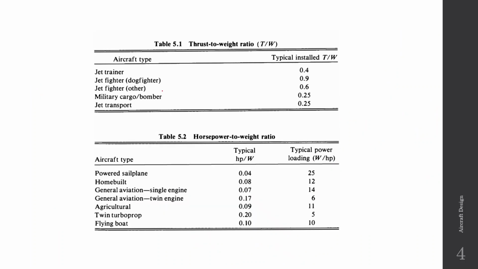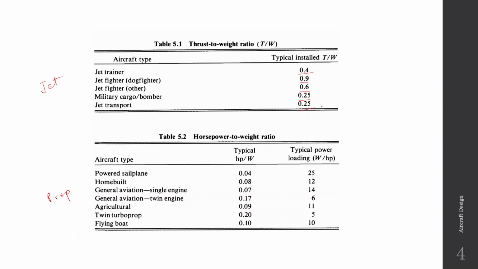Moving on. These are some representative T by W and horsepower to weight ratios for different kinds of aircraft. The upper one is for jet aircraft and the bottom one is for propeller aircraft. For a jet trainer, T by W is 0.4. For a jet fighter, which is a dogfighter, T by W is 0.9. Other kinds of fighter are 0.6, and military cargo and jet transport have a T by W of 0.25.